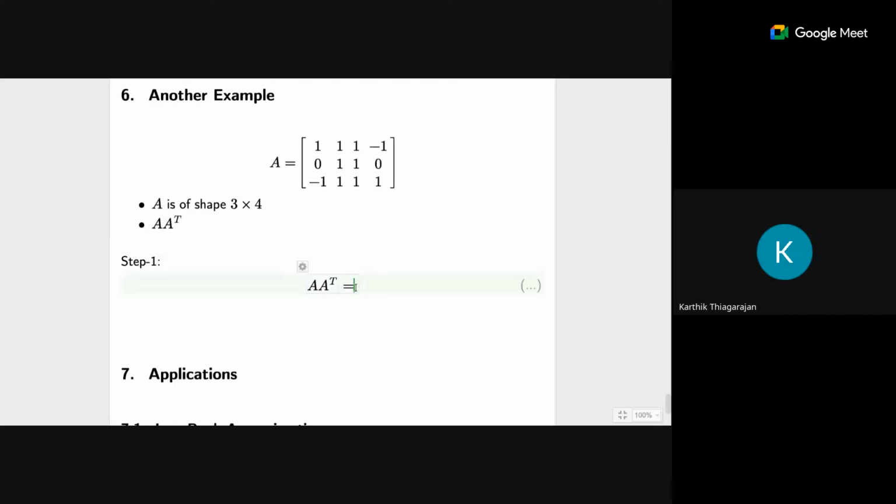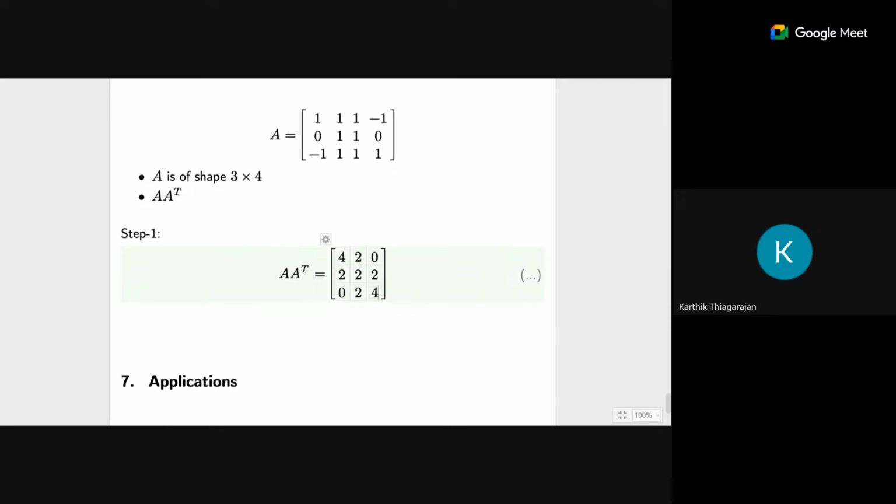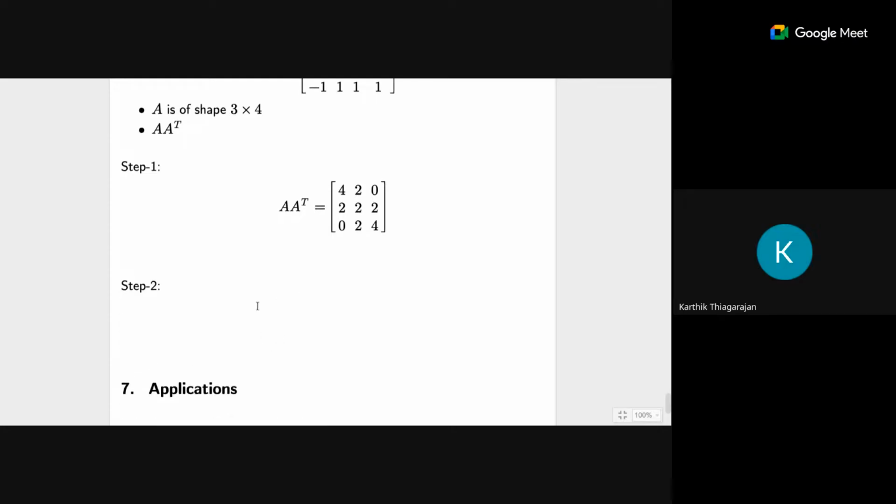So step 1 is A A transpose. I'll just write it down. I have A A transpose here, and I complete this for you. So it's 4, 2, 0, 2, 2, 2, and this turns out to be 0, 2, 4. Here is where you have to be careful. So what is step 2? What will you compute?